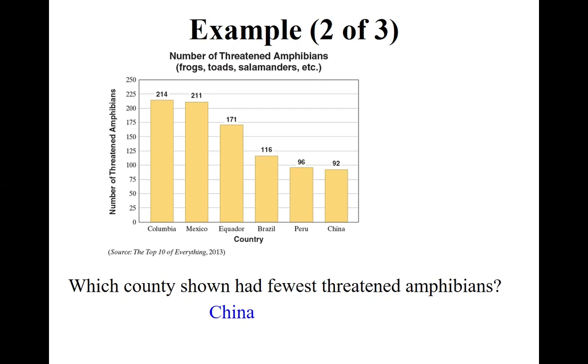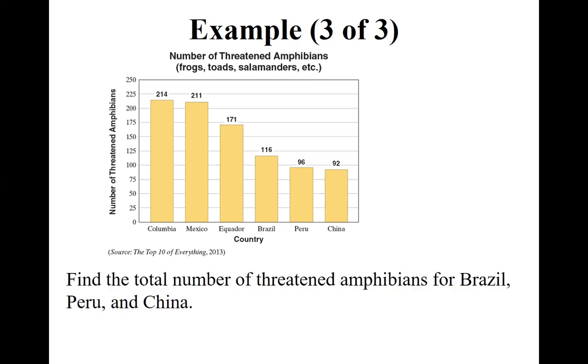Another question concerning this same data. Find the total number of threatened amphibians for Brazil, Peru, and China. So now that we've reviewed how to read the graph, now we have something that involves what we've done in this lesson. Finding the total number is adding. So we'd be adding Brazil, Peru, and China. Brazil is 116, plus Peru is 96, plus China is 92. We add those together, we get 304. And that is it for this topic.